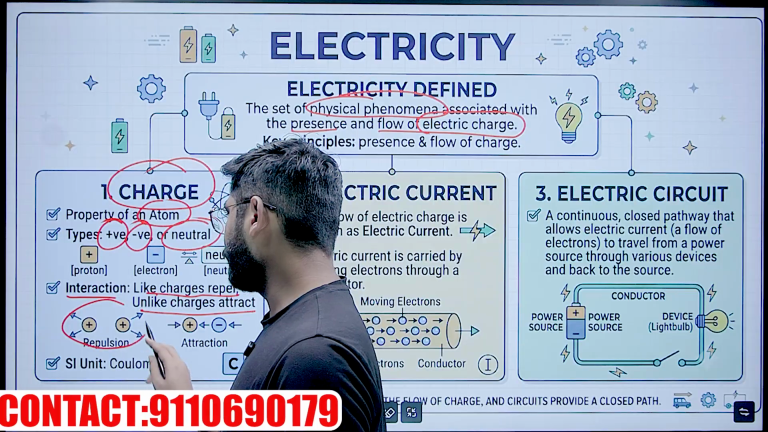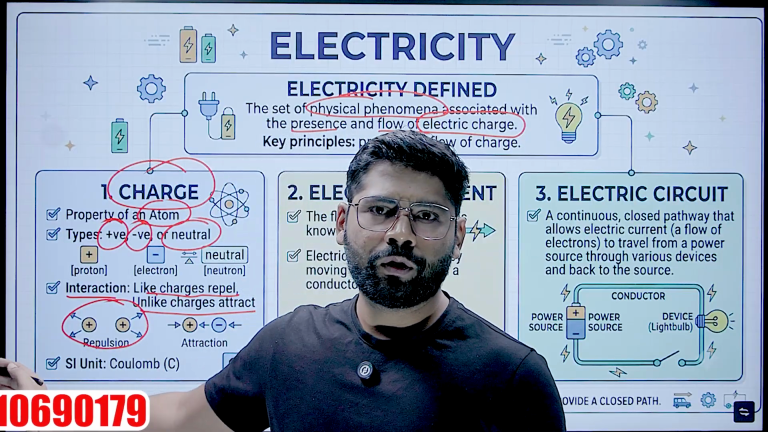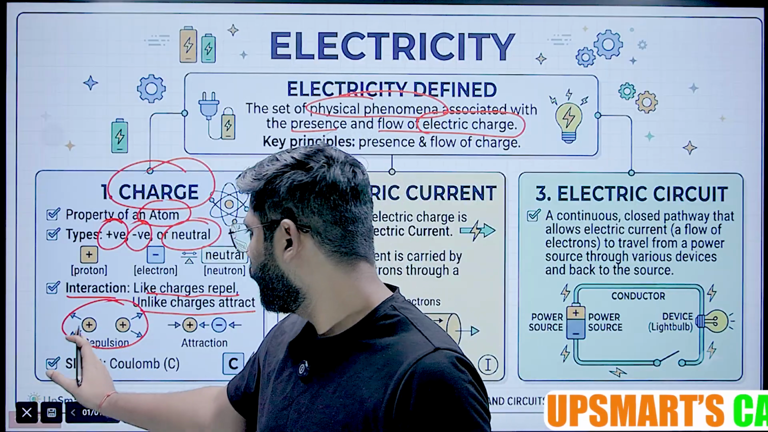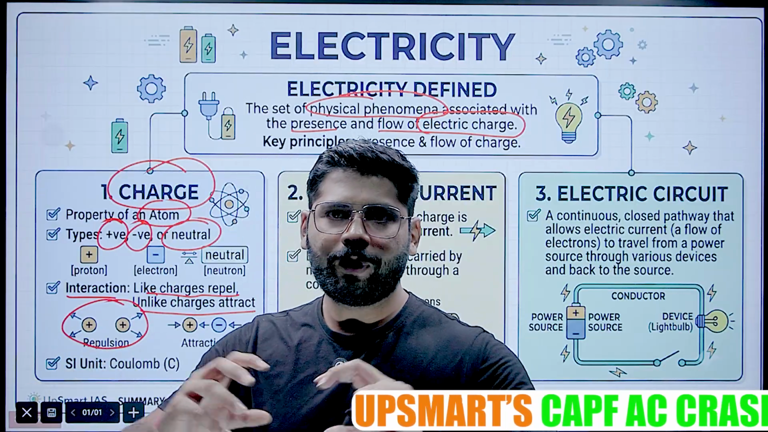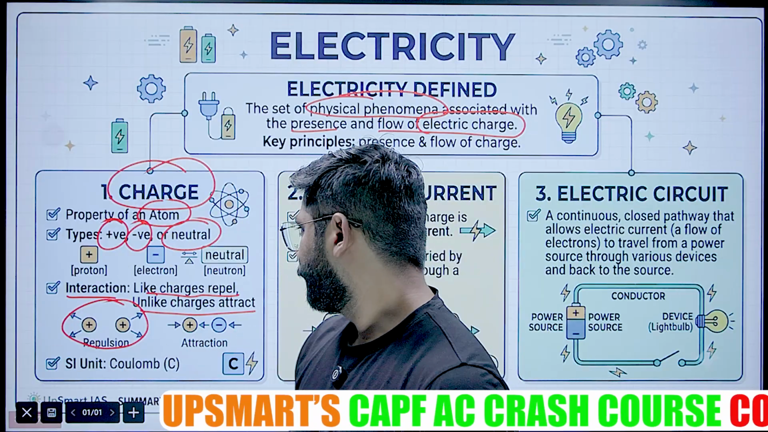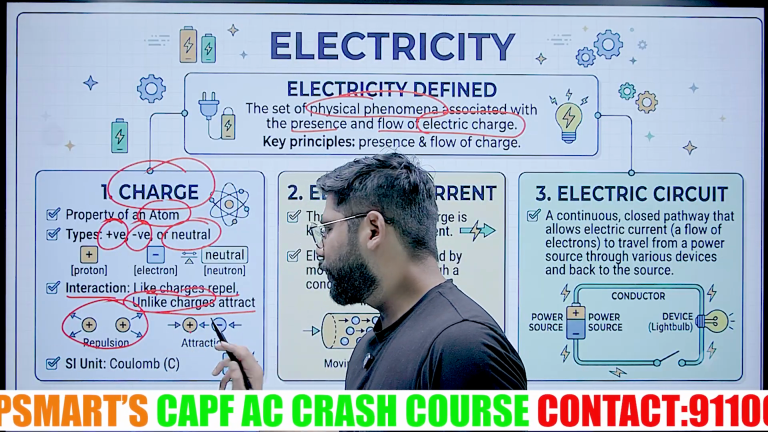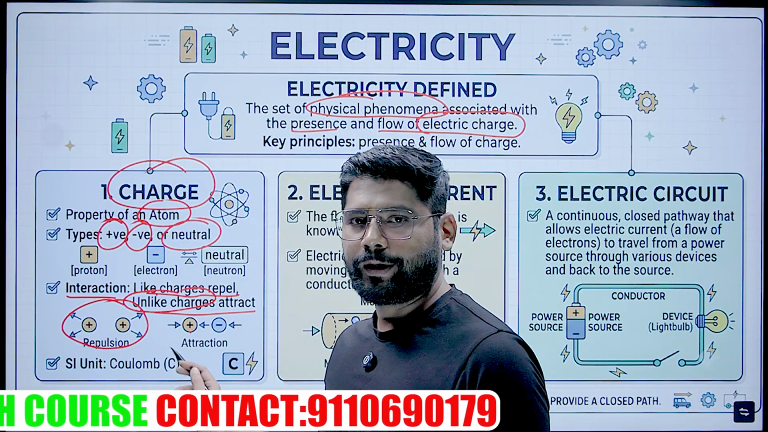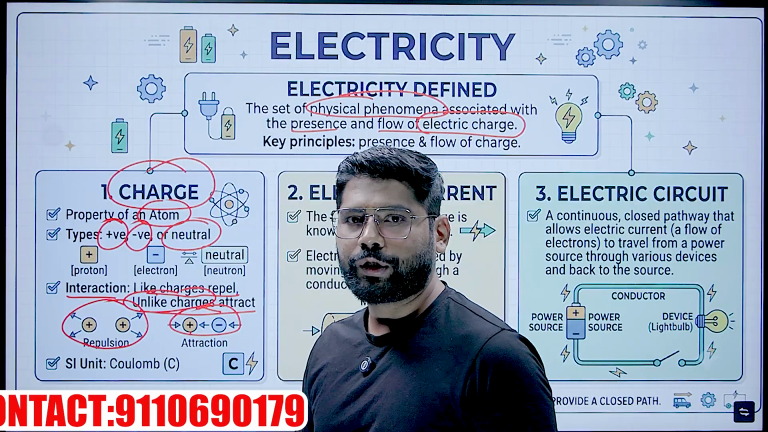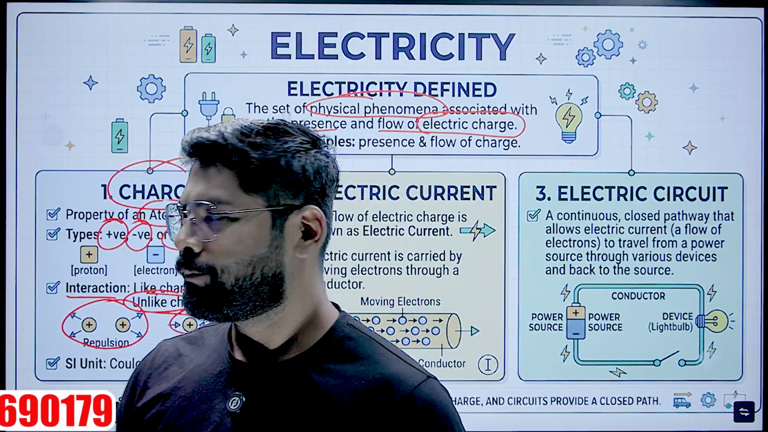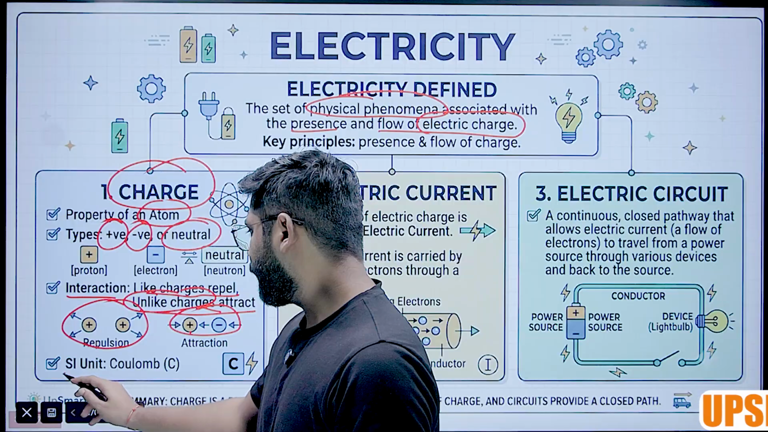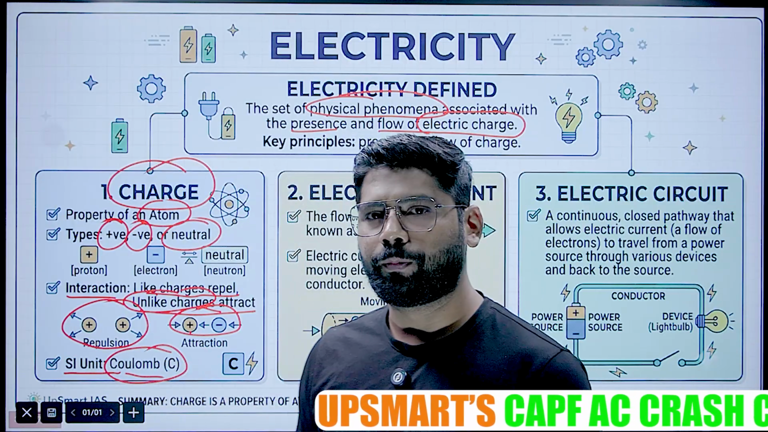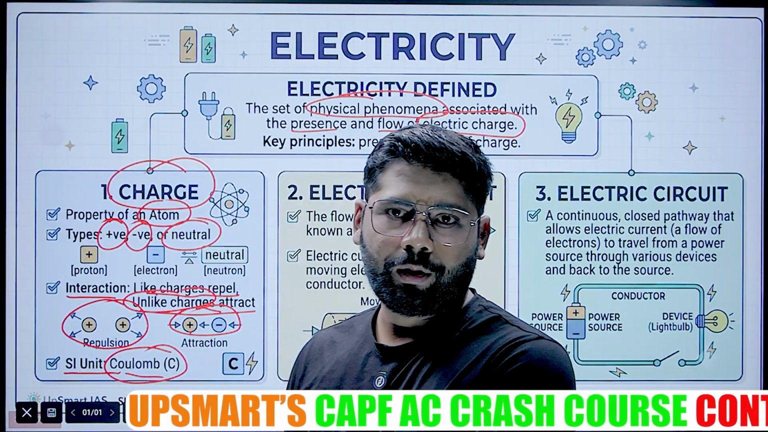Like charges means two similar charges. Consider two positive charges: they go away from each other, meaning they repel. Unlike charges means positive and negative, which are not alike. Then the positive and negative charges attract each other. So this is the property. Then what is the SI unit we use when we calculate charge? That is the coulomb.